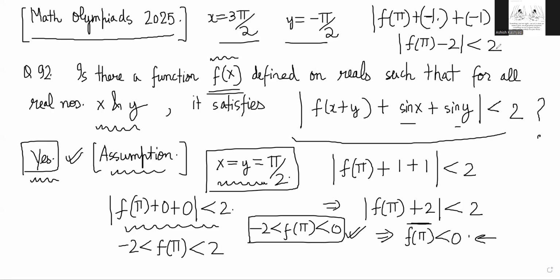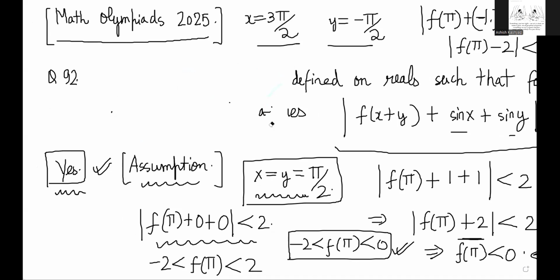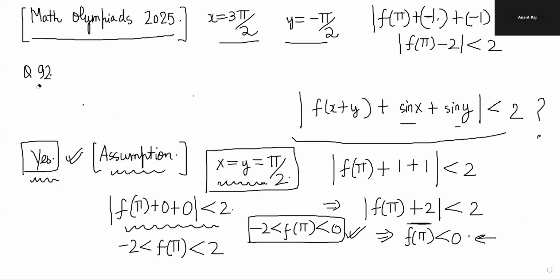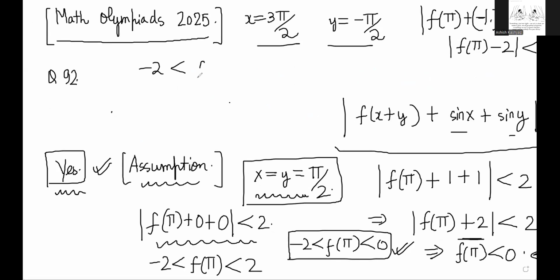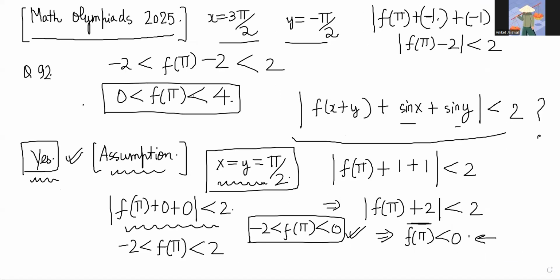How is this possible? Think about it. Is it possible? No. Why not? Because from here the inequality is minus 2 is less than f of pi minus 2 is less than 2, so we are getting 0 is less than f of pi is less than 4, right? But we already hit a contradiction. We have already gotten f of pi is less than 0. Now we are getting f of pi is greater than 0. So we have a contradiction.